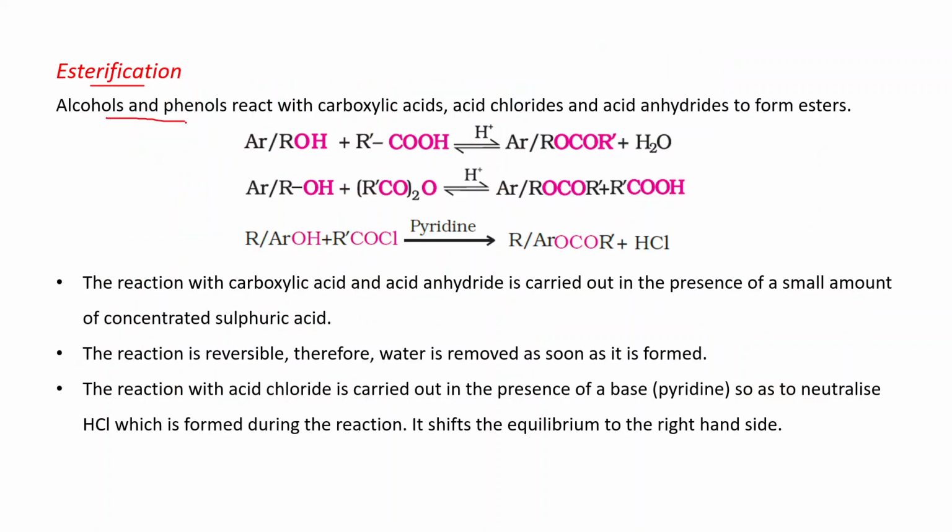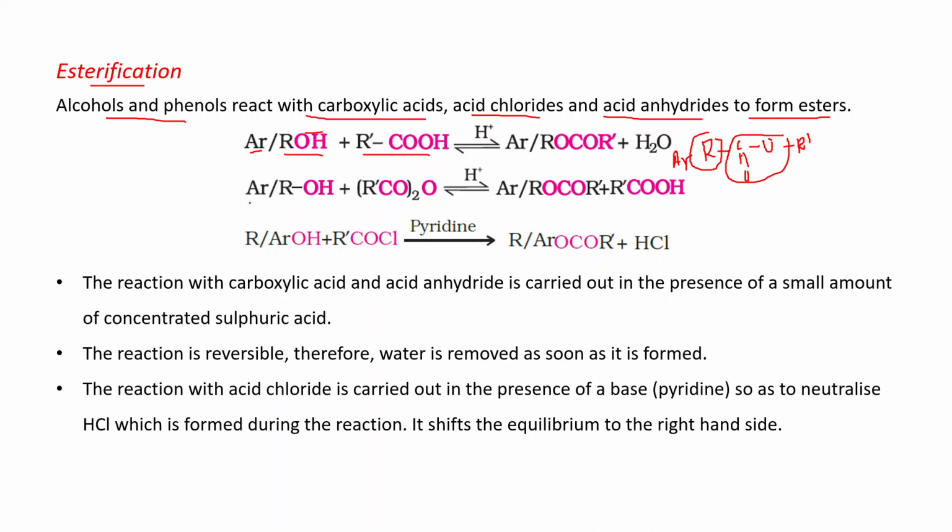Esterification. Alcohols and phenols react with carboxylic acids, acid chlorides, and acid anhydrides to form esters. Like this, ROH is alcohol and ArOH is phenol. When these react with the carboxylic acid, esters are formed. Now what are these esters? That is RCOOR'. Now this R may also be Ar, and this group COO is the ester group.